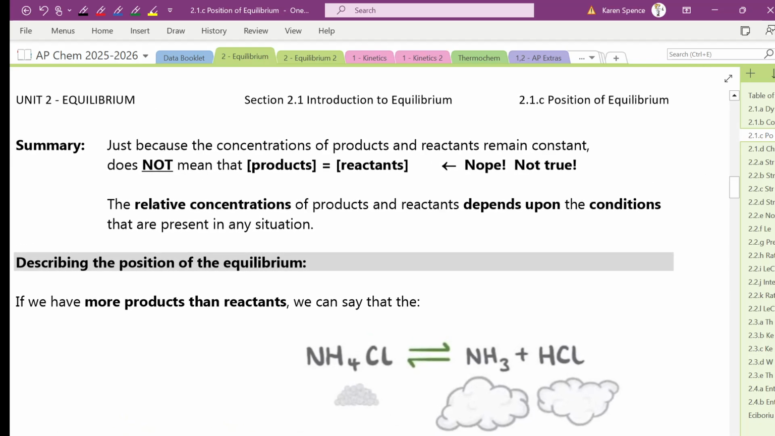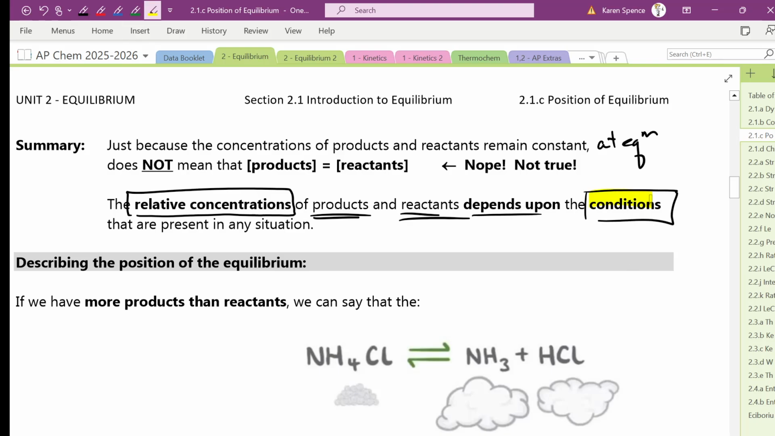So, summary: just because the concentration of products and reactant remain constant at equilibrium, that does not mean that the concentration of products equals the concentration of reactants. The relative concentrations of products and reactants depends upon the conditions.